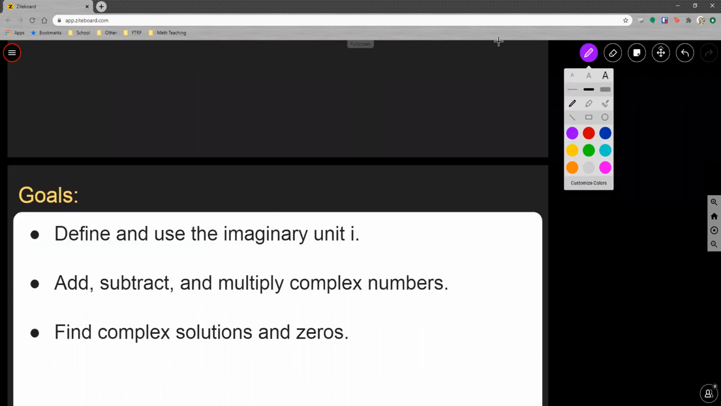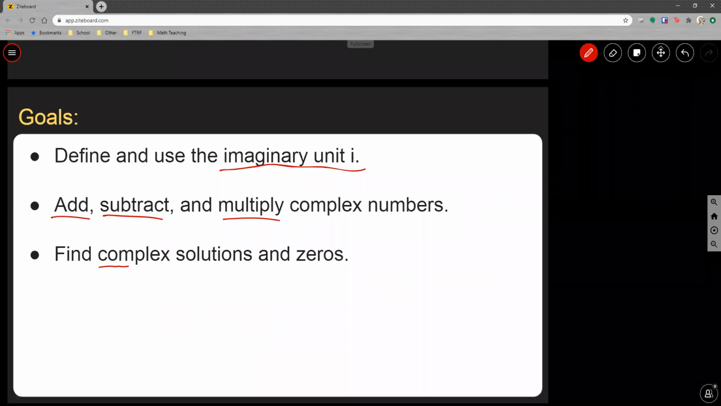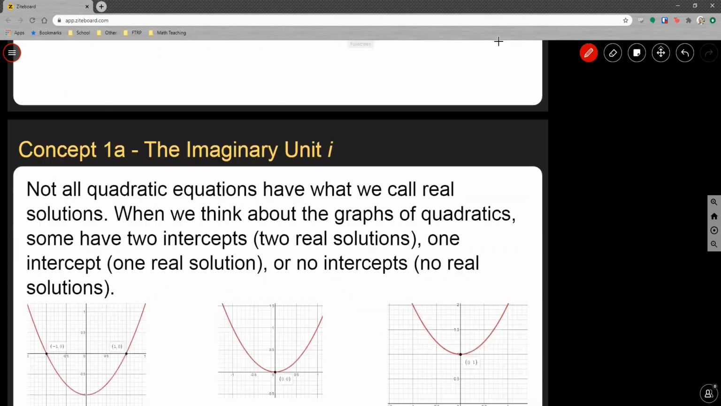Our goals in this video are to define and use the imaginary unit called I. We'll talk about what that is in a minute. We're going to be adding, subtracting, and multiplying complex numbers. We'll also talk about what a complex number is. And then we're going to find the complex solutions and zeros of various quadratic equations. This is very similar to what we do when we solve for regular real number solutions. We're just using a different type of number, which we'll talk about in just a second. All right, so let's go forward with this.